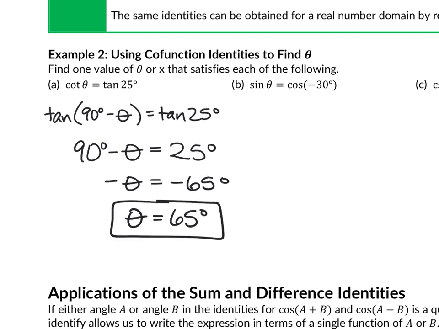Okay, I'm going to let you guys try B and C. B is still in degrees, but notice C is in radians. So you will have to worry about changing these numbers that I'm using to radians before you try the problem.